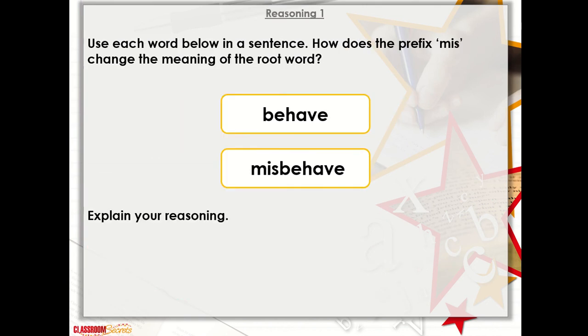Use each word below in a sentence. How does the prefix miss change the meaning of the root word? Well, our root word is behave, so I need to write a sentence using the word behave. And then I put misbehave, which means I'm not getting something quite right. So in this case, I'm not getting my behavior right. So I misbehave. Okay, so I need to write each word in a sentence, and then I've got to answer this question: how does the prefix miss change the meaning of the root word?